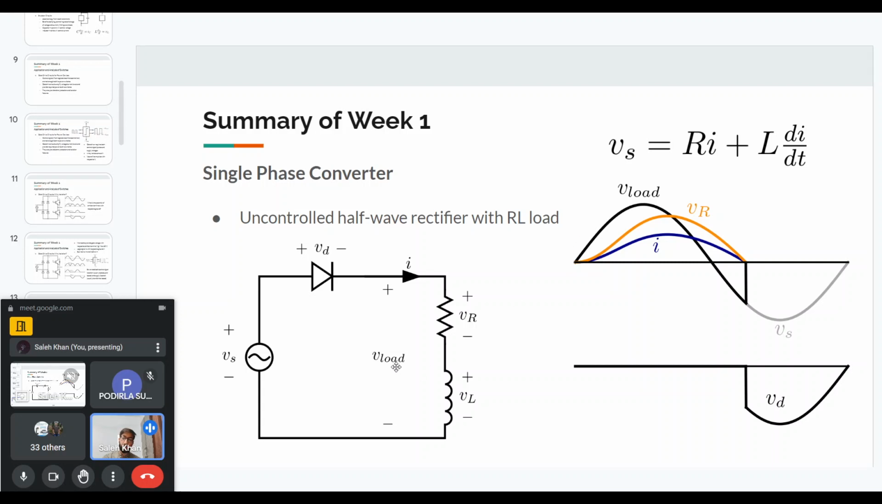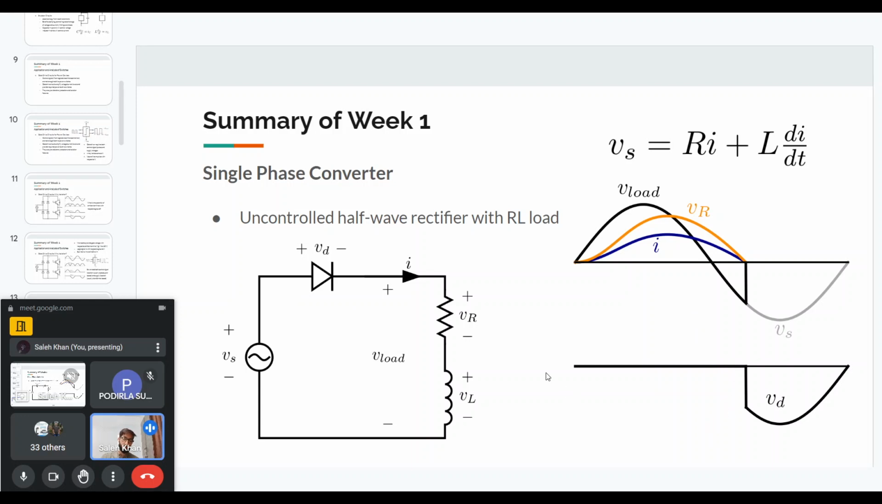And that is why the load voltage will be the positive voltage and some portion of the negative voltage as well. But the diode, of course, cannot have negative voltage across it. So that is why the voltage across the inductor will basically flip. It will go from positive at the start and then it will turn negative, and that negative voltage will basically compensate for the negative voltage of the load, and the voltage across the diode will be zero.